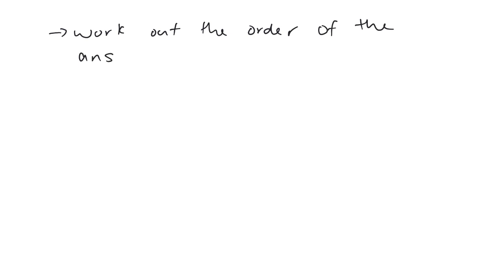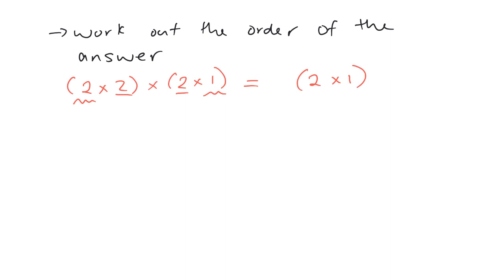The second thing that we do then is we work out the order of the answer. So if we have a 2 by 2 matrix and we're multiplying it by 2 by 1, these inside numbers are the same, so we can multiply. And to work out the order of the answer, we look at the other numbers. So our answer in this case is going to be a 2 by 1 matrix.